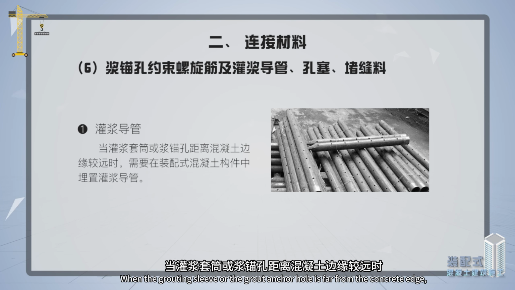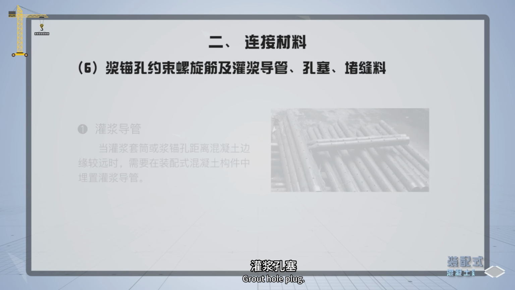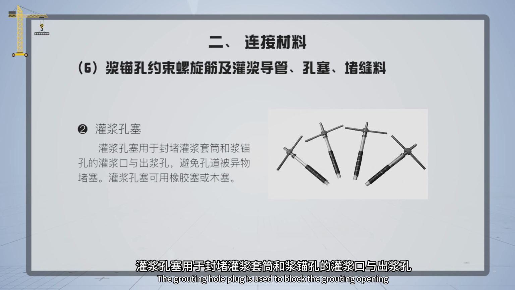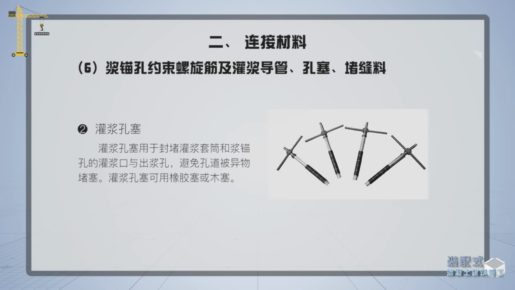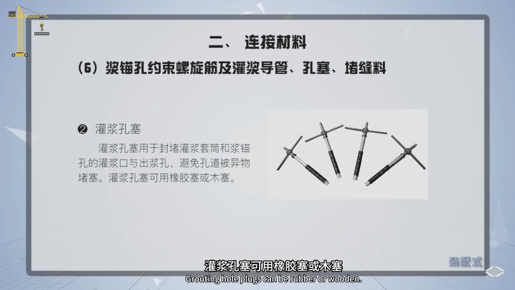When the grouting sleeve or the grout anchor hole is far from the concrete edge, it is necessary to embed the grouting conduit in the fabricated concrete member. Grout hole plug. The grouting hole plug is used to block the grouting opening and the grouting hole of the grouting sleeve and the grouting anchor hole, so as to prevent the hole from being blocked by foreign objects. Grouting hole plugs can be rubber or wooden.